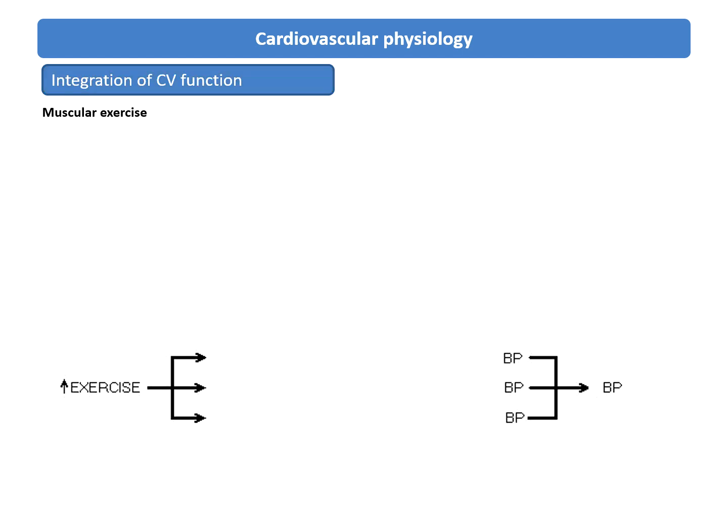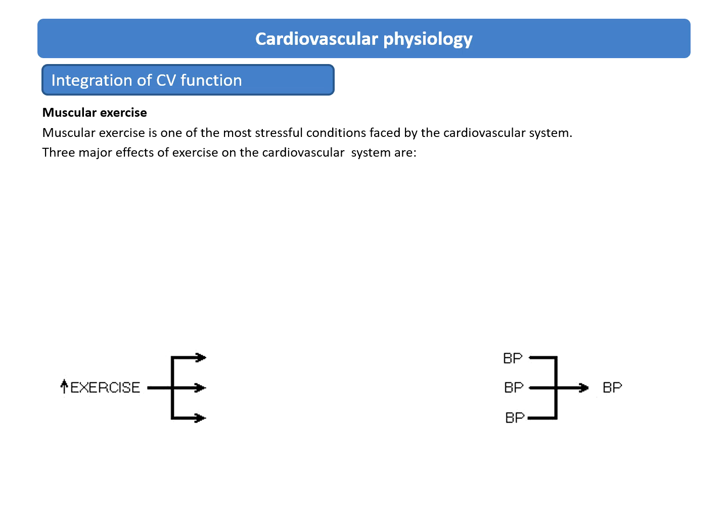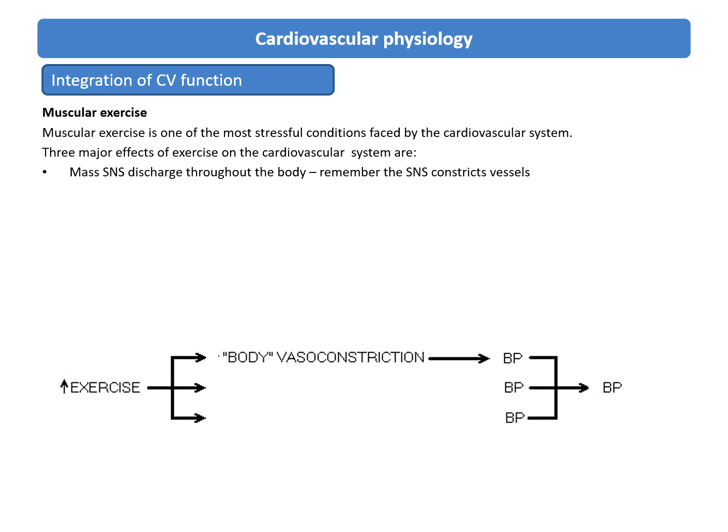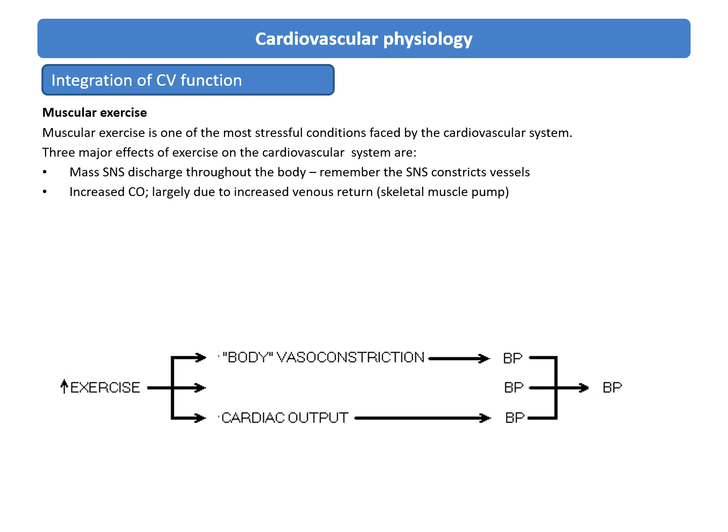Let's look at muscular exercise. Muscular exercise turns out to be one of the most stressful conditions faced by the cardiovascular system. There are three major effects of exercise on the system. Mass discharge of sympathetic nervous system activity throughout the body. Remember that the general role of the sympathetic system is to constrict blood vessels.